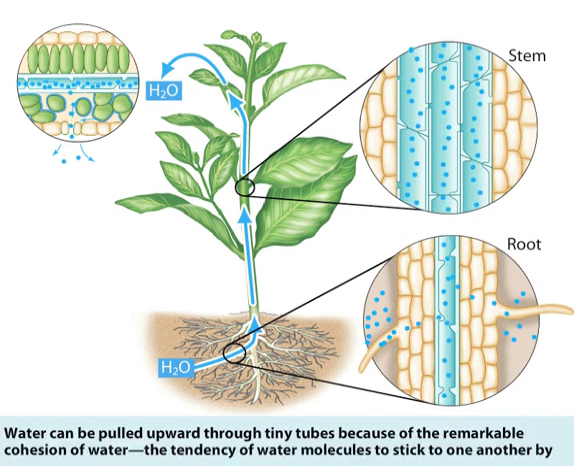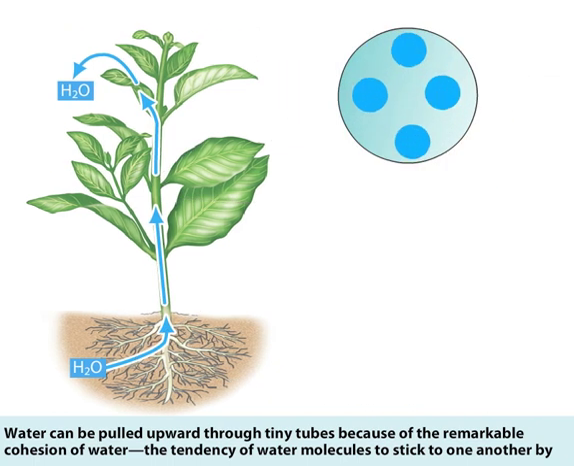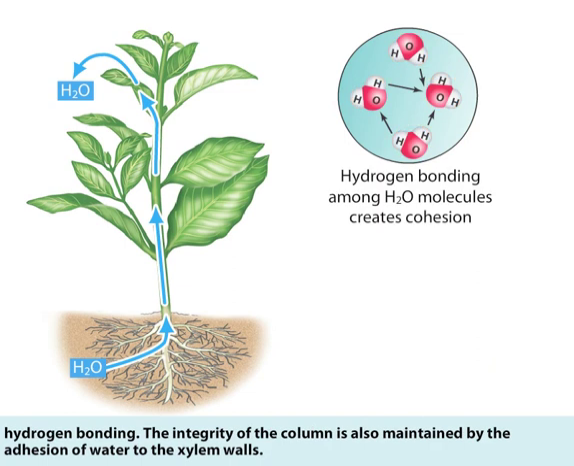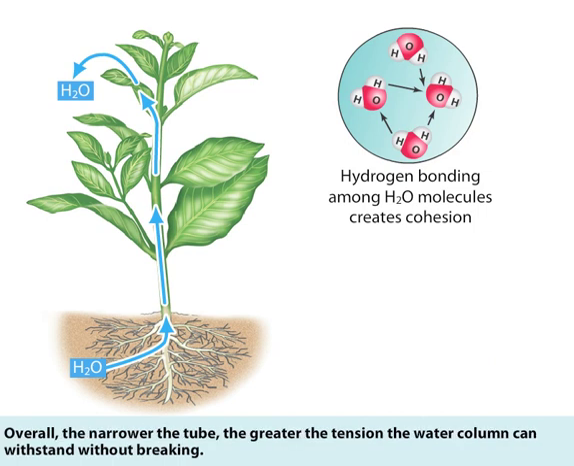Water can be pulled upward through tiny tubes because of the remarkable cohesion of water, the tendency of water molecules to stick to one another by hydrogen bonding. The integrity of the column is also maintained by the adhesion of water to the xylem walls. Overall, the narrower the tube, the greater the tension the water column can withstand without breaking.